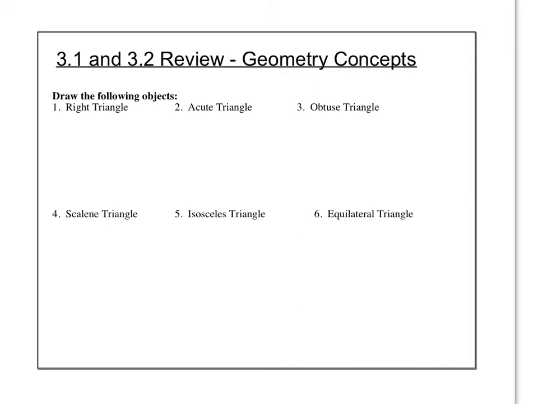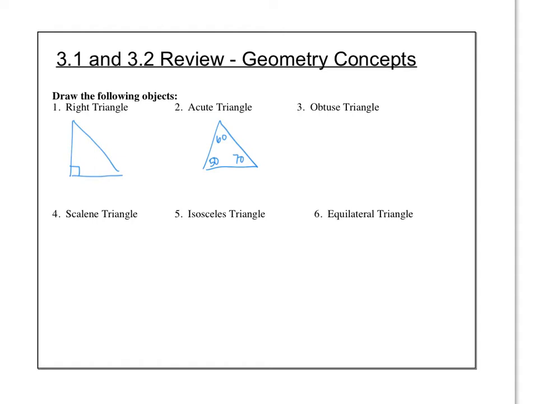So the first one is a right triangle. A right triangle has to have one 90-degree corner in it. Number 2, an acute triangle. An acute triangle has to have all 3 angles smaller than 90 degrees. So I suppose we could put some numbers in here like 50, 60, and 70. That adds up to 180, but they are all less than 90 degrees. So that would make it an acute triangle.